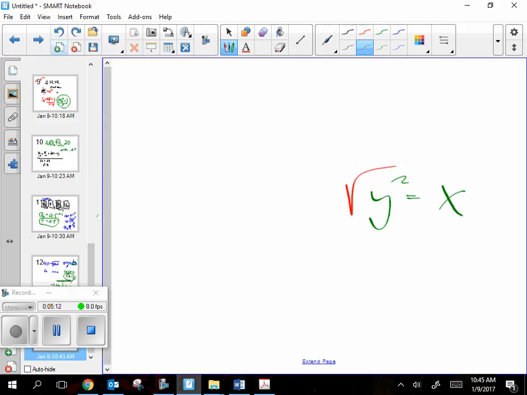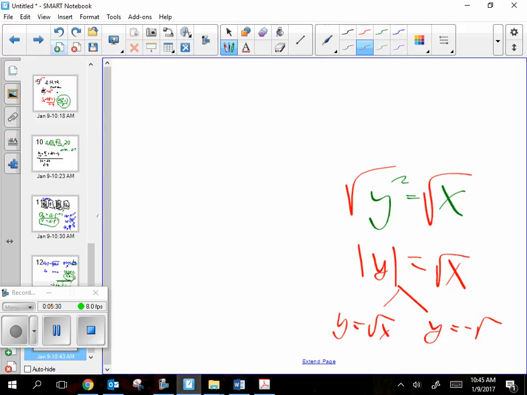Did you just do the square root on both sides? Some of you just sitting there. You're not going to learn anything by just sitting there. Square both sides, good. Did you get absolute value of y? Did you remember that? That's a big deal because that means I have two answers. Y is the square root of x and y is the negative square root of x.